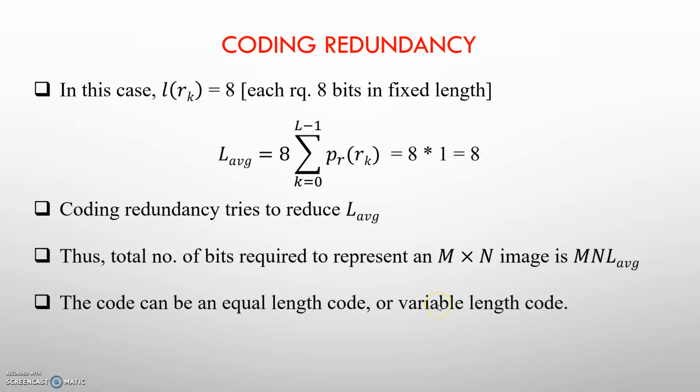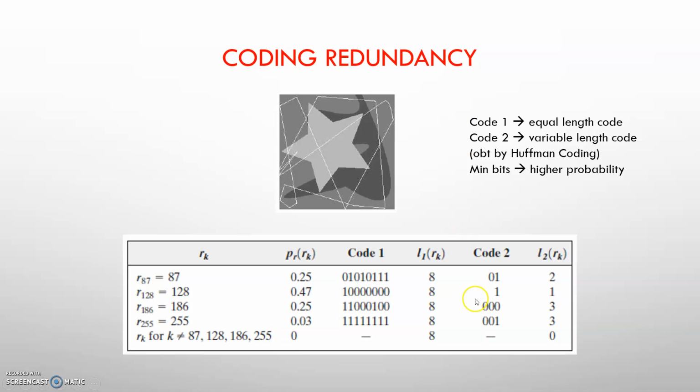Now, the code can be of equal length or of variable length. In the variable length code, L(rk) won't be constant, right? Like here in this image, you see, here it was constant, it was 8, 8, 8. But in this code, if you see, it's 2 bits here, 1 bit here, 3 bits here, 3 bits here, then it won't come out of the summation. Cool. So this is the example which I gave you in my previous video, and I said that okay, this is the code which is the normal convention we have been using till now in the whole series. Now, this is how we represent 87, 128, 186, and 255, and we just know that hey, this is not required, right? If you have just a limited amount of intensities, you can use the variable length codes.